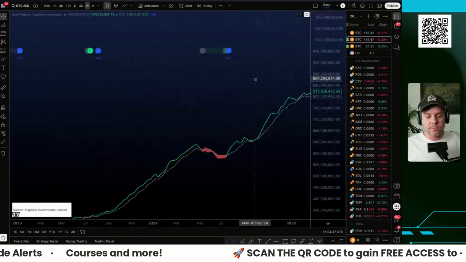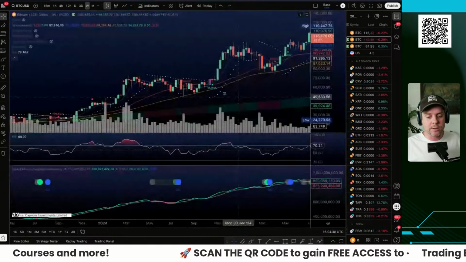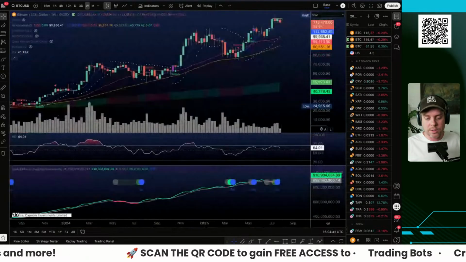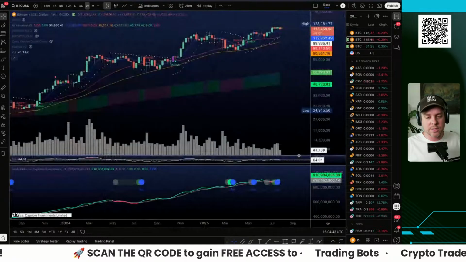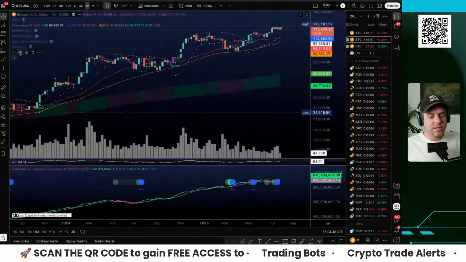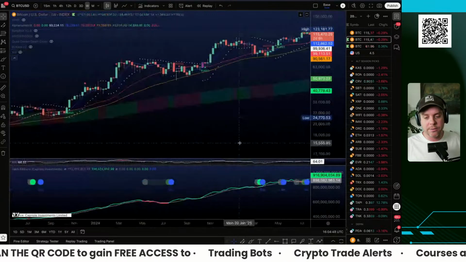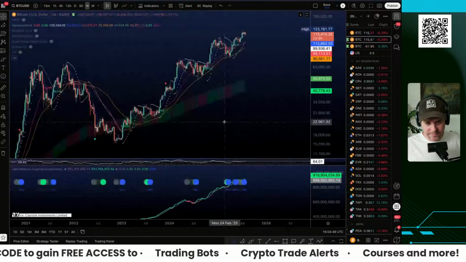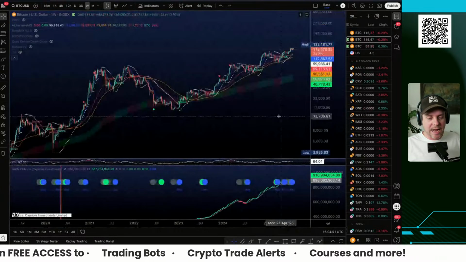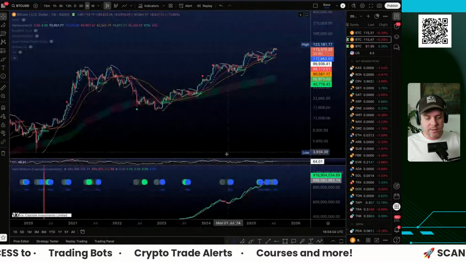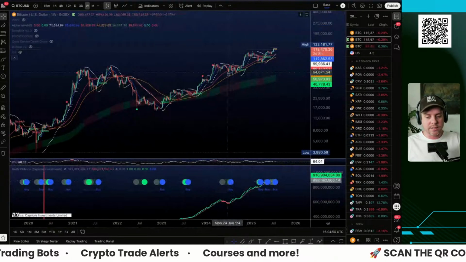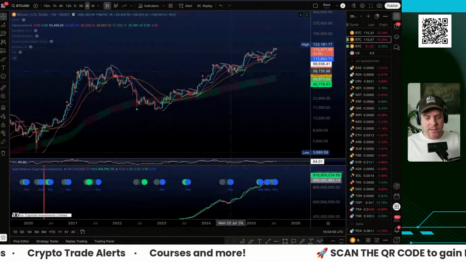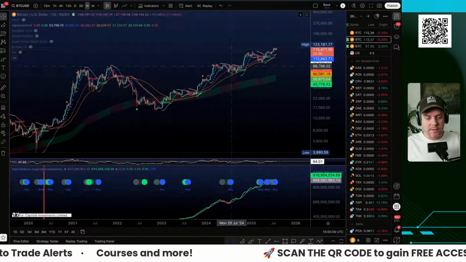We'll actually zoom out here and just take a look at, let's turn on the log chart. And let's just take a look. Let's turn volume off for just a moment. We'll get into the nitty gritty. Don't worry, we'll get into the traditional TA. But you can see how often this signal is correct. So here's the last buy signal. And from that buy signal, Bitcoin rallied.